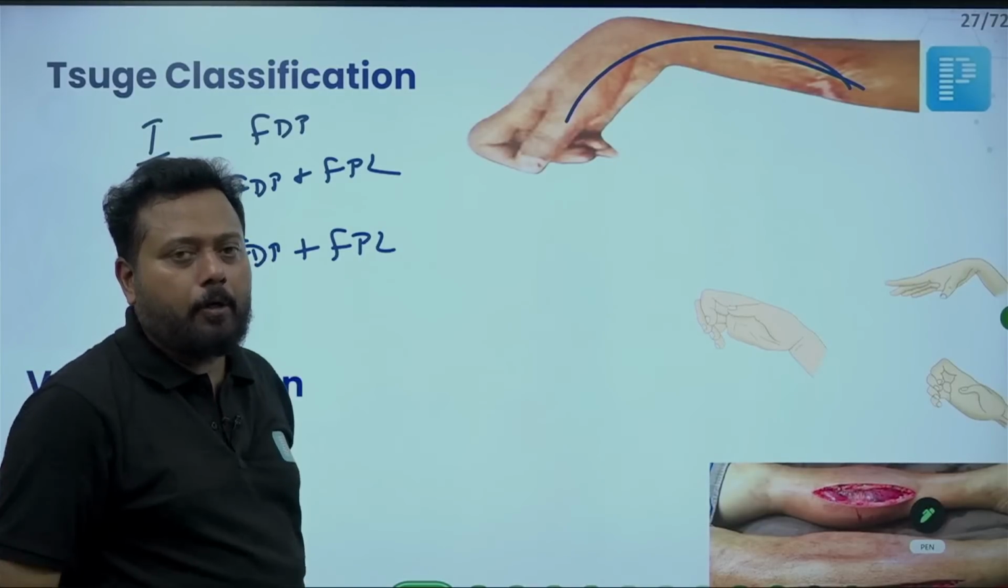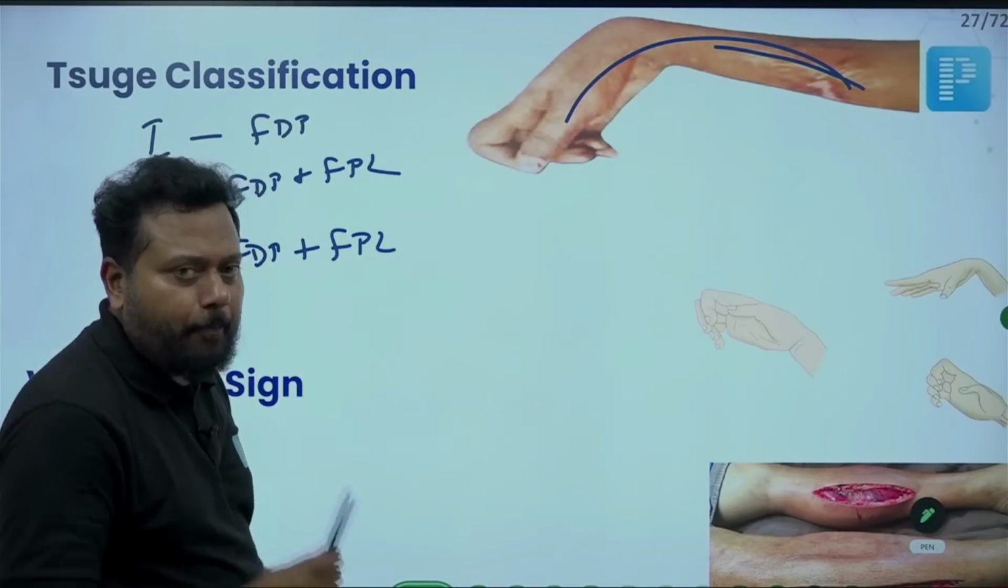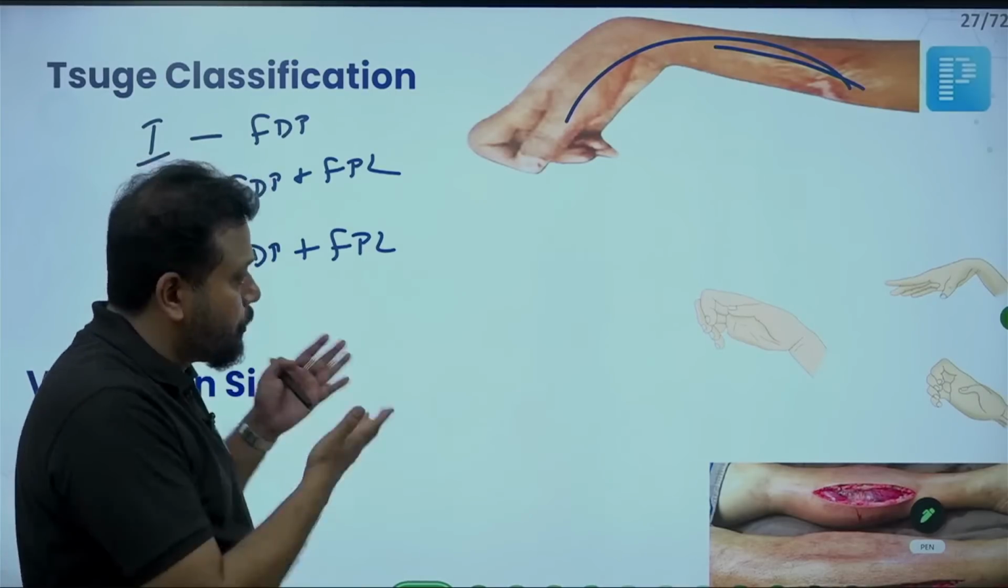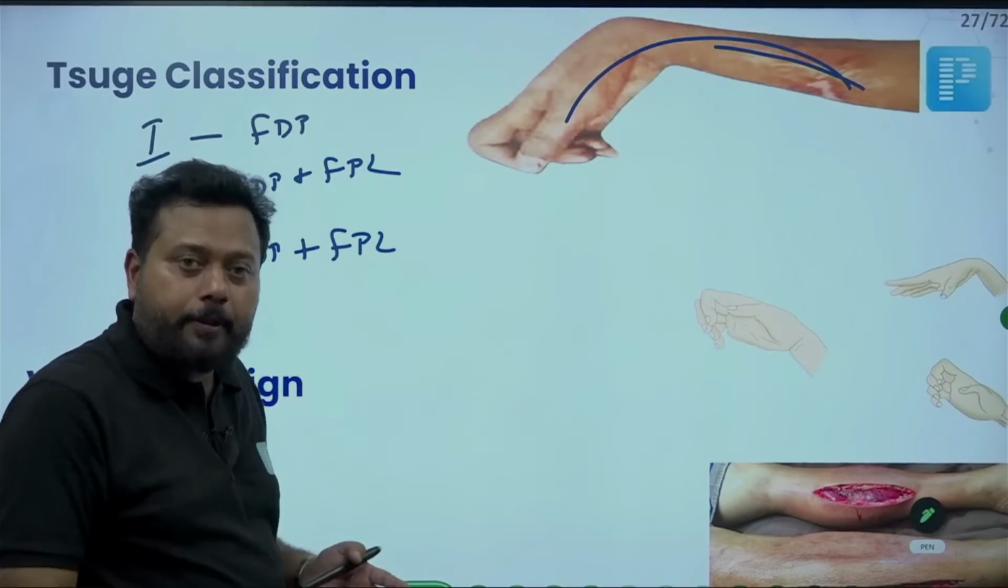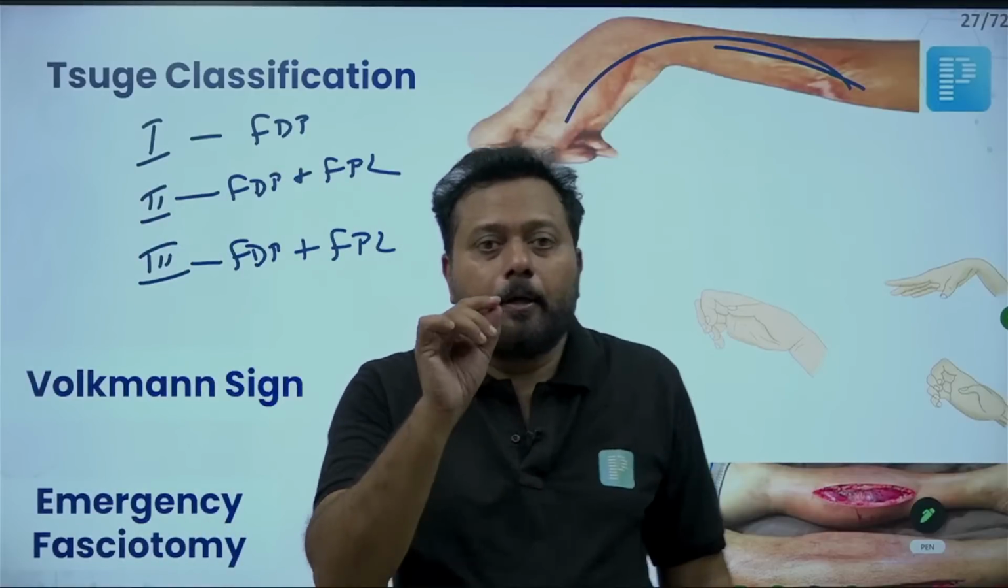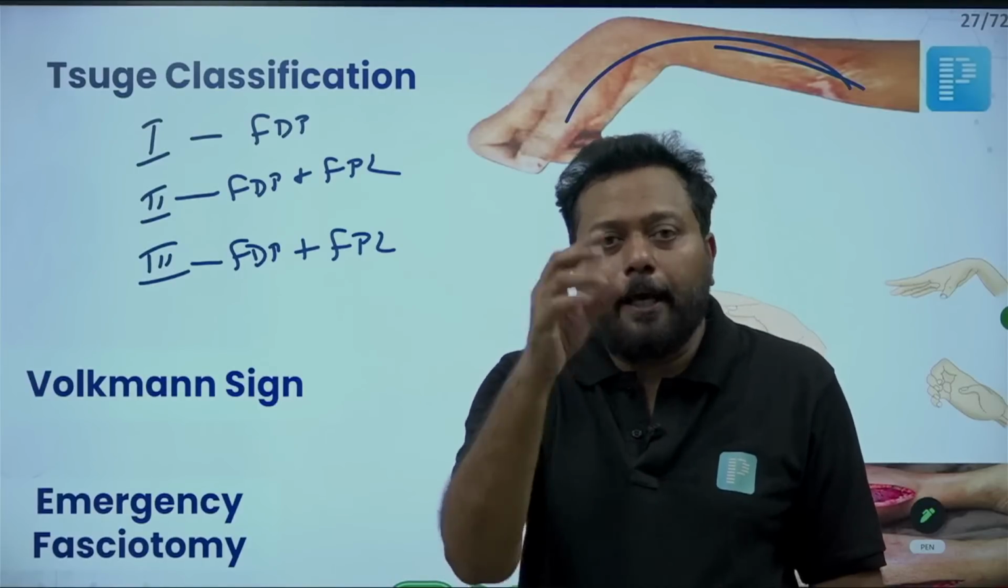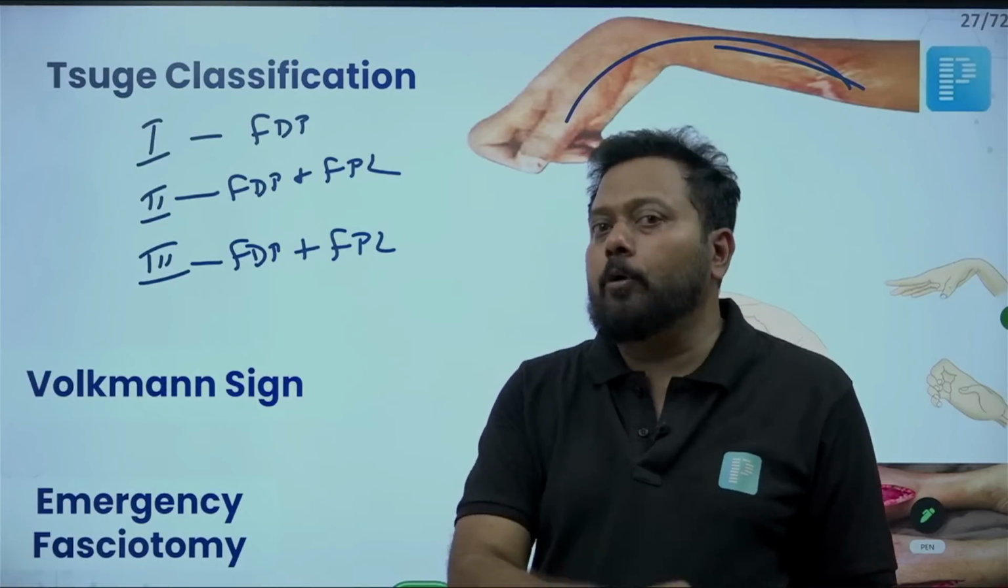So this is called Volkmann sign. Volkmann sign is positive only in type 3. This was a question, and that is why I am explaining. Volkmann sign is positive in type 1, type 2, type 3, type 4. This was the choice. The answer is type 3. In type 1 and type 2, you won't get Volkmann sign.